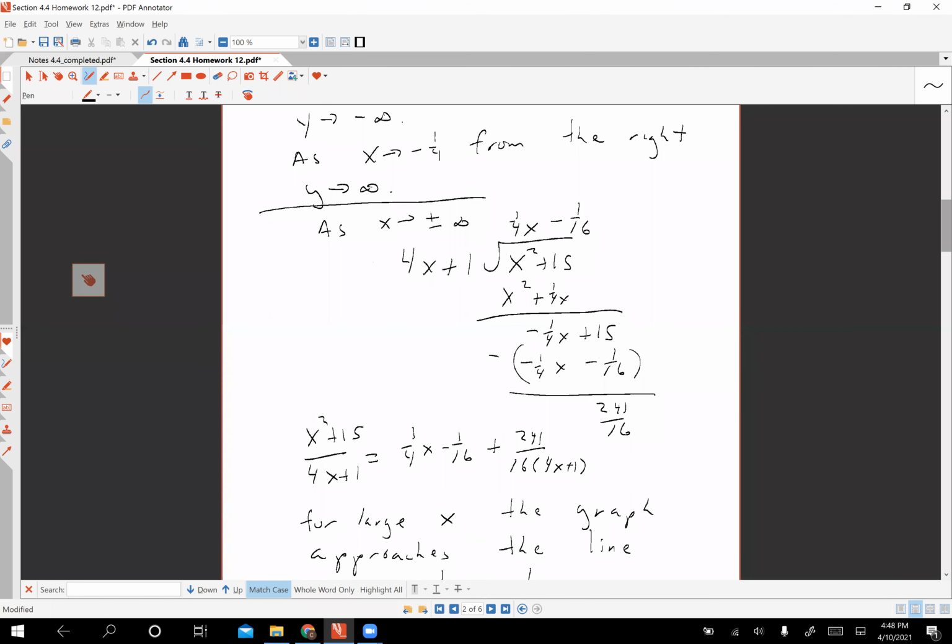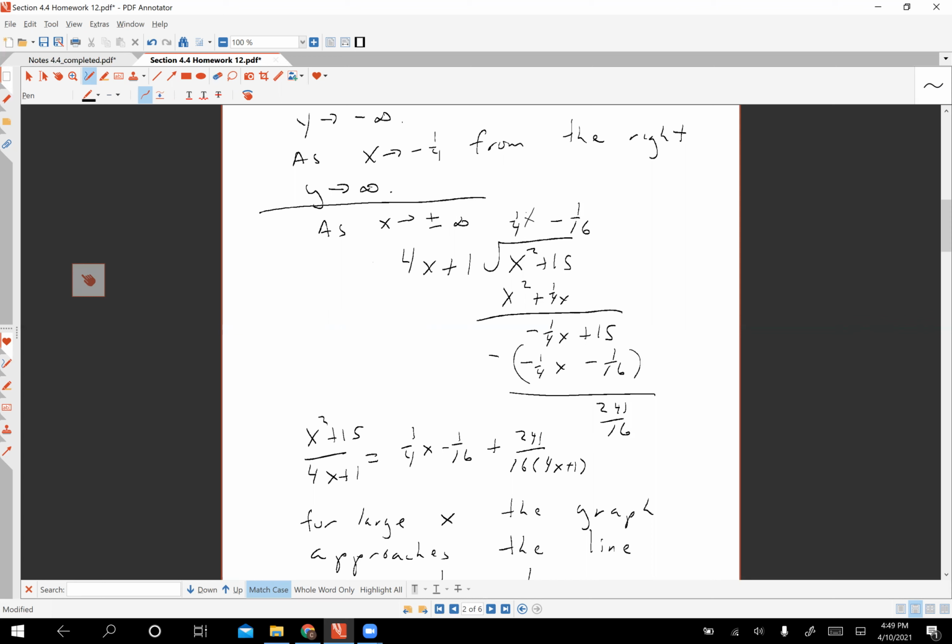So I divided, it's actually going to behave like a line, a slant, not a horizontal line, but a line with some slope. So for x plus 1, we get divided into x squared plus 15. It turns out, yes, I'm going to do the long division. 4x goes into x squared 1/4 x times. And that x looks like it's in the denominator, but it's really in the numerator.